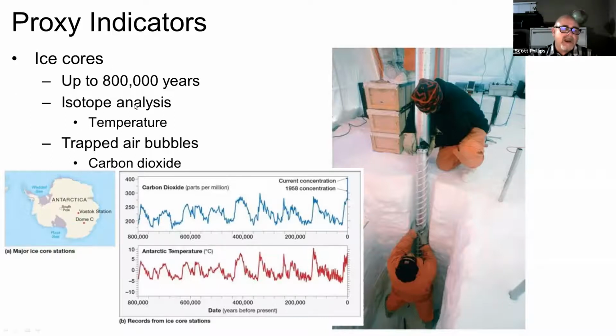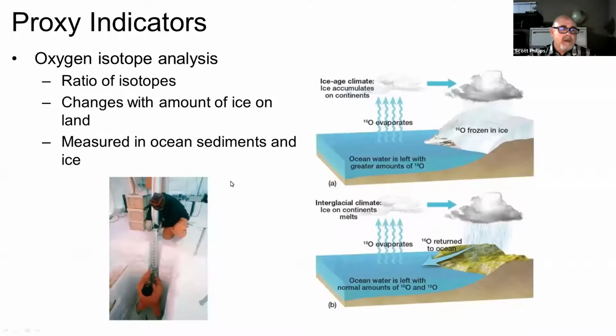So isotope analysis is used to measure temperatures. Trapped air bubbles are used to measure carbon dioxide. This is illustrated in much more detail and graphically in the video that I'm going to include. Now the isotope analysis, that's kind of a chemical thing. There are different kinds of isotopes for oxygen and other elements, where the ratio of these isotopes depends on the amount of ice on the land.